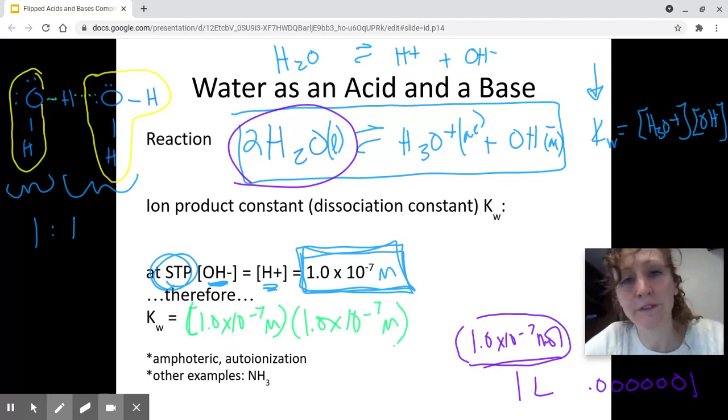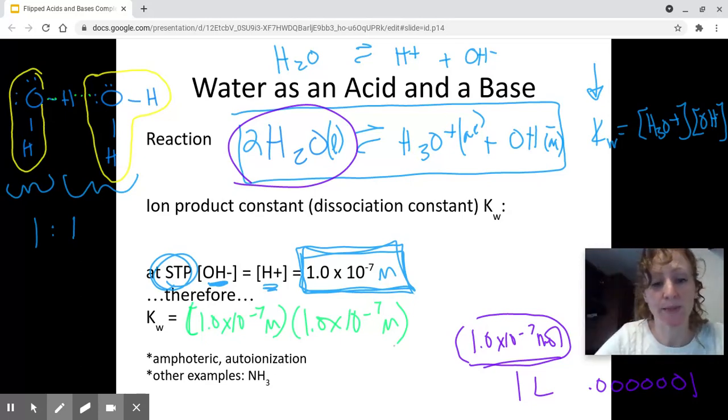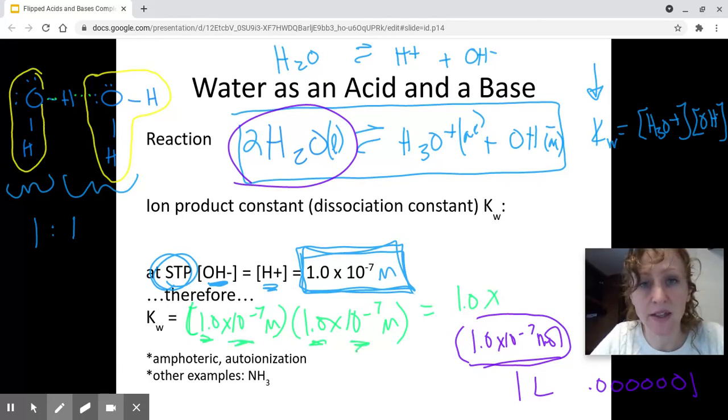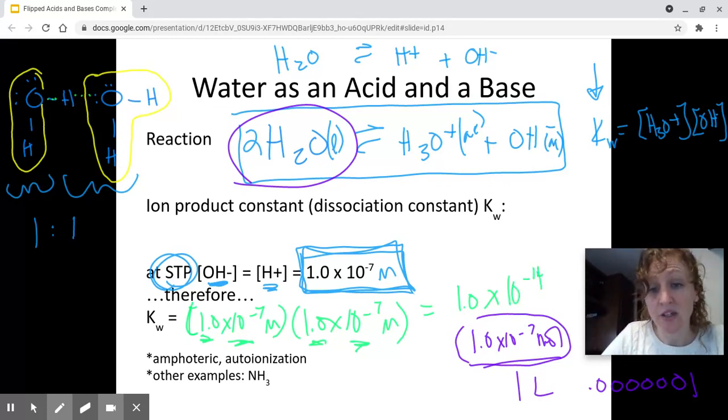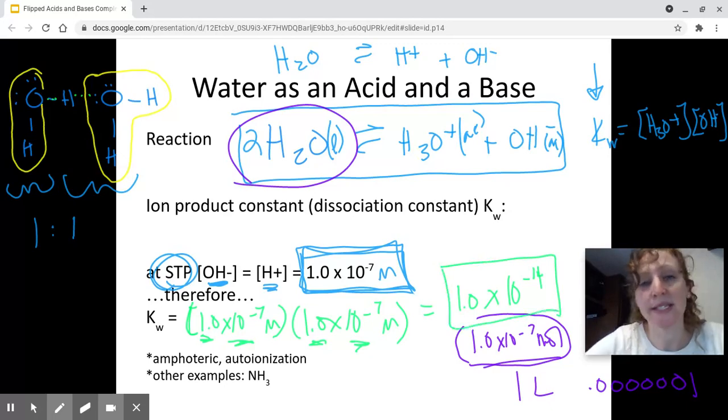All right, friendly reminder: when you are multiplying numbers that are exponents, you can divide up this math in terms of the base number and the exponent. So 1 times 1 would be equal to 1. And then 10 to the negative 7th times 10 to the negative 7th, you're just going to add those exponents. So you get 10 to the negative 14th. So the Kw for the autoionization of water at STP is going to be 1 times 10 to the negative 14th.